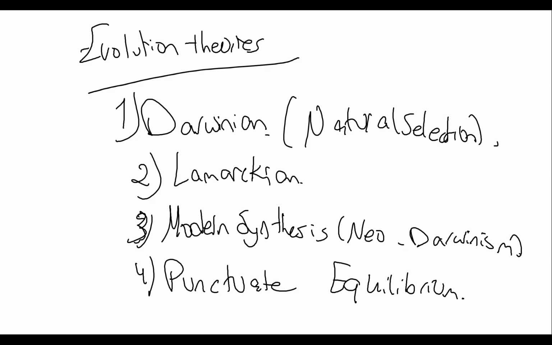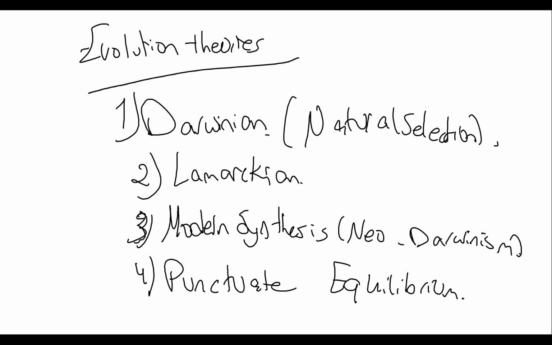Neo-Darwinism, the modern synthesis, is the unifying theory that combines Darwin and Mendelian genetics together. It incorporates the role of mutation, genetic drift, and gene flow in addition to natural selection. This is the modern one, which speaks about microevolution.